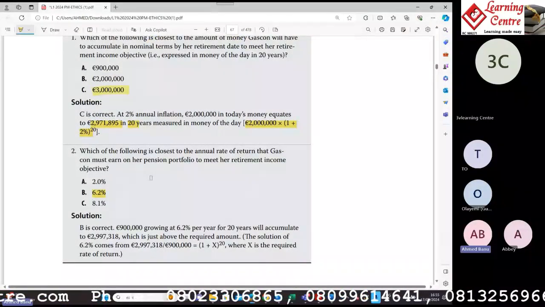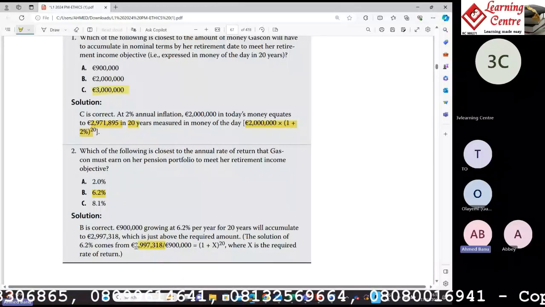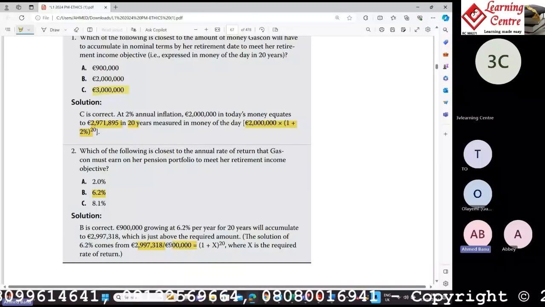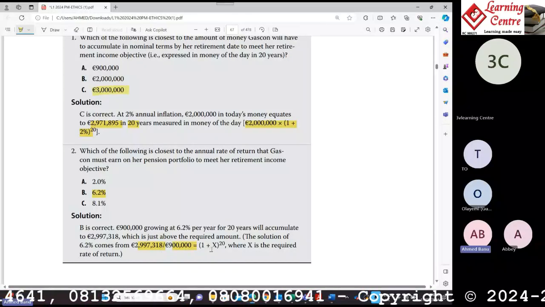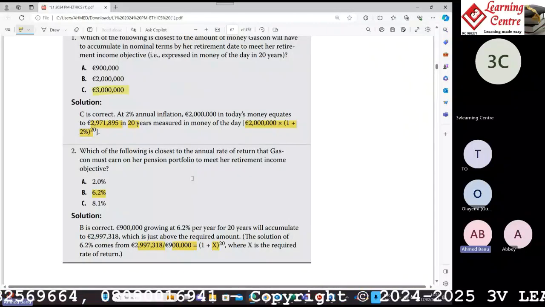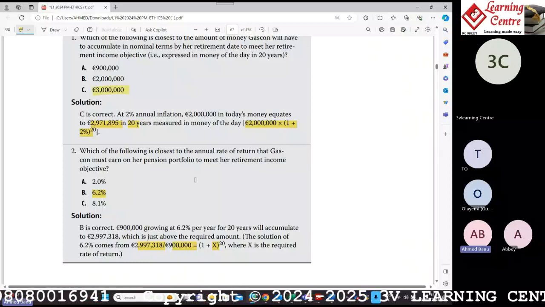Apologies, I've done this example before. That's how I know. Because somebody will say, how did you know? That's how I know. So you see what I did here? So this is the 2.9 million. This is the 900,000. Then you solve for X. So yeah, that's that.